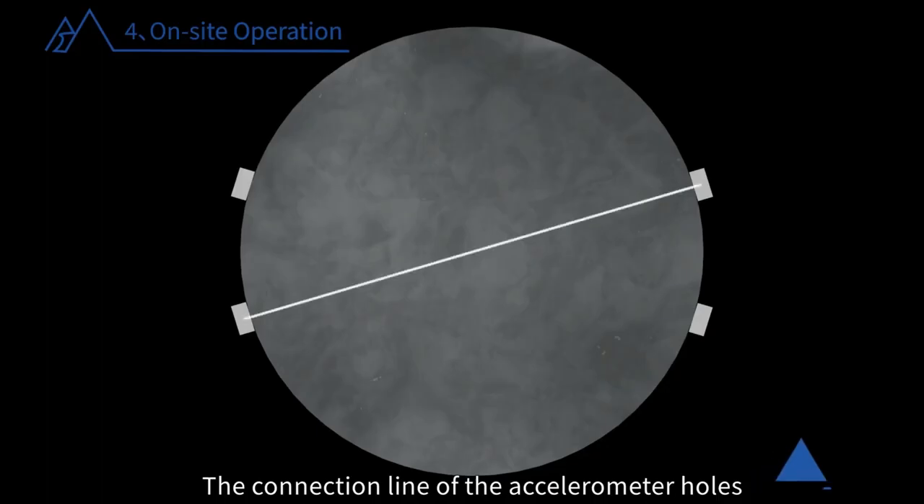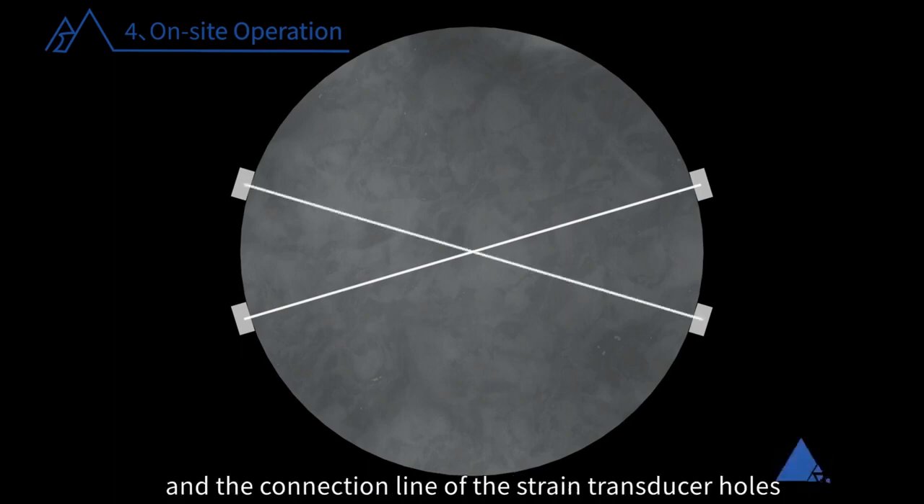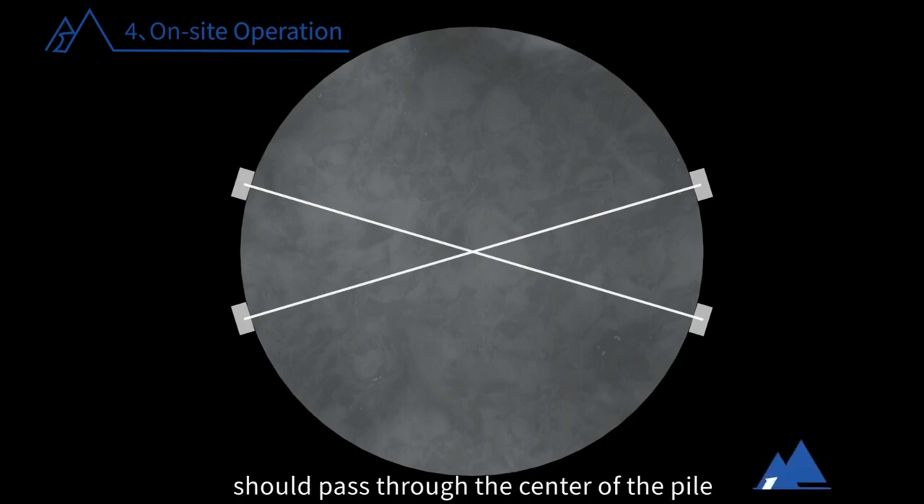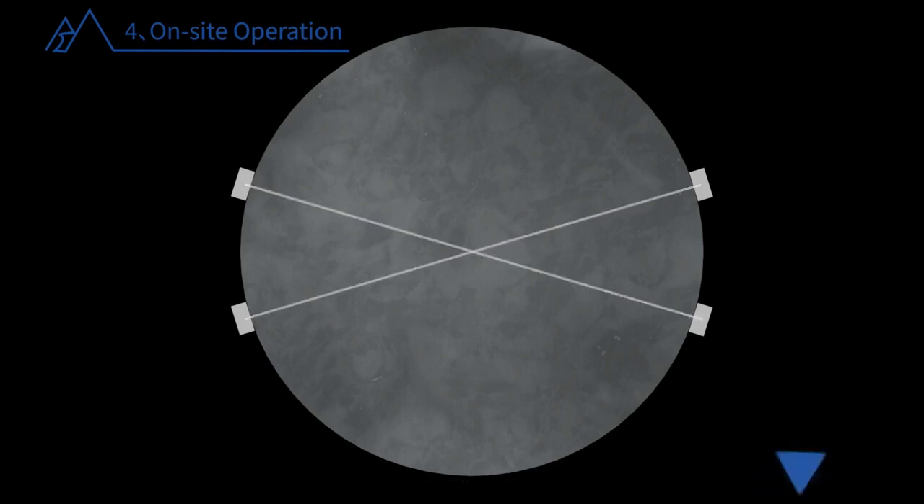The connection line of the accelerometer holes on both sides of the pile and the connection line of the strain transducer holes on both sides of the pile should pass through the center of the pile.